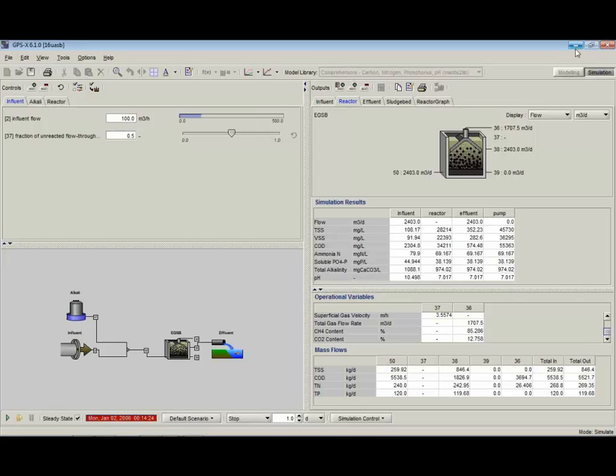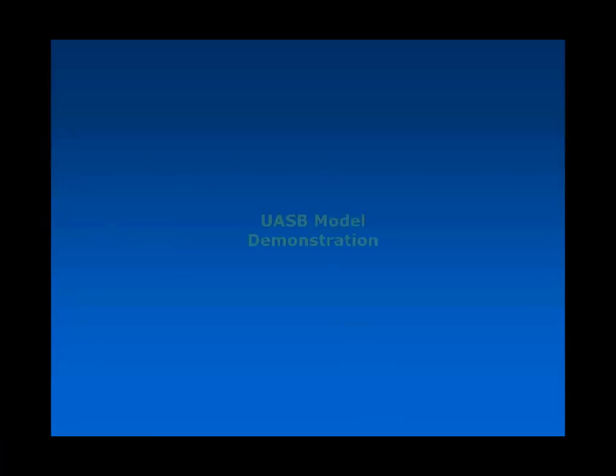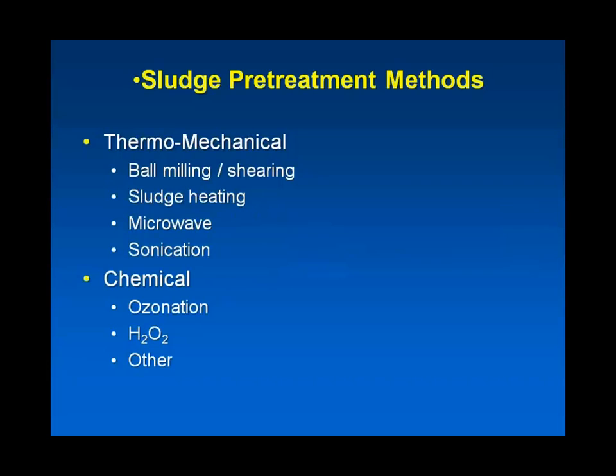Okay, so I will just pop back to the slides here and wind up the session today by finally talking about our sludge pretreatment model. This is also a new object in GPS-X, and this is for places where you have sludge treatment and you want to do some sort of thermomechanical or chemical breaking down of those solids, trying to get inert and other particulates broken down into something that's a bit more biodegradable.